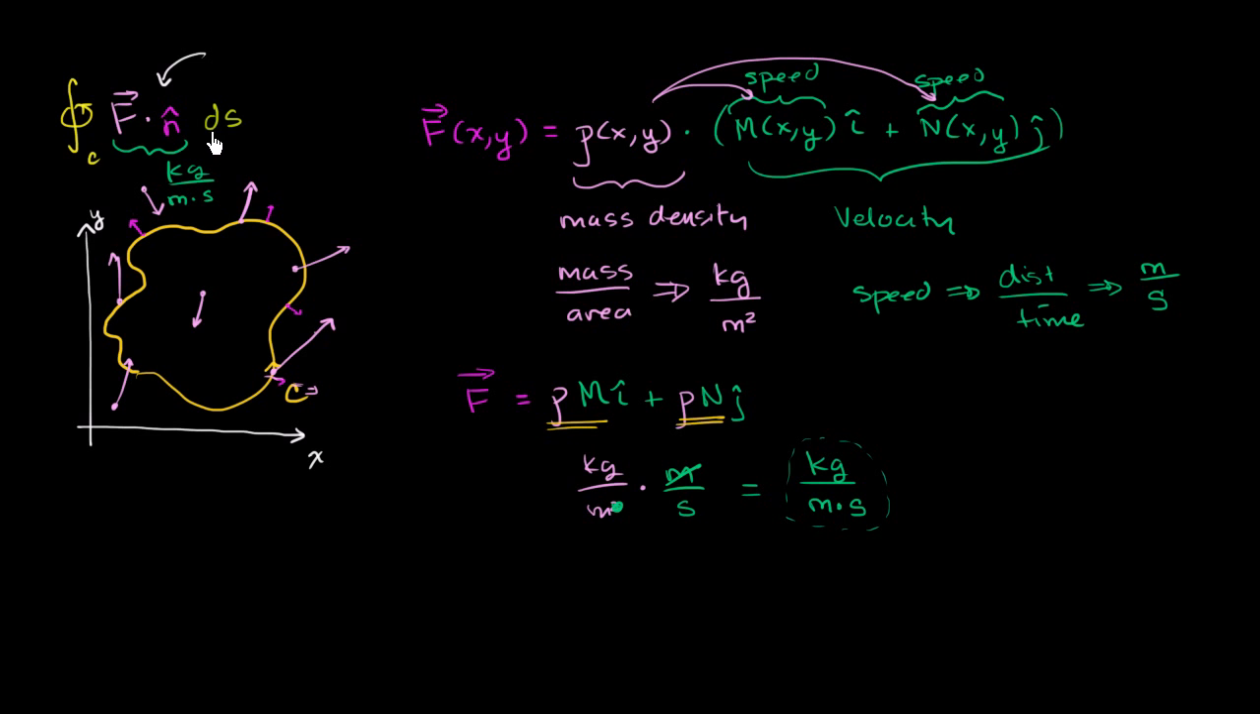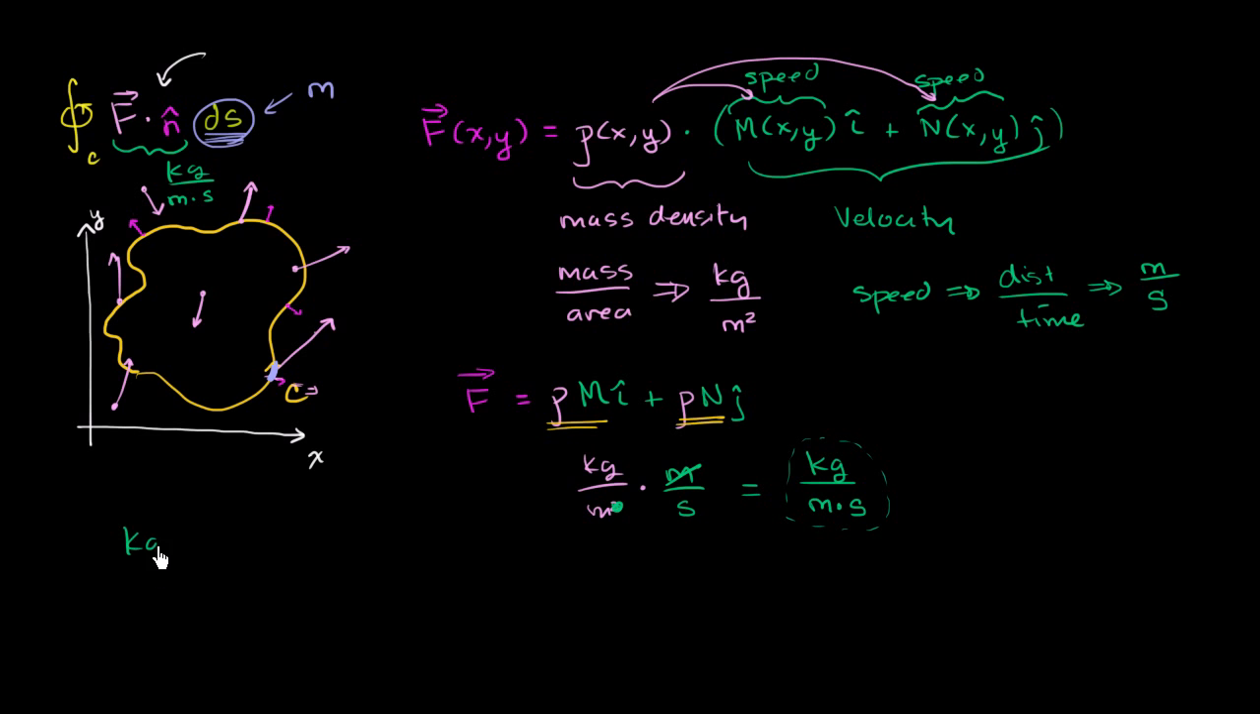And then we're multiplying it times ds. We're multiplying it times this infinitesimally small chunk, or a little segment of the curve. Well, what are the units for ds? It's going to be a unit of length. We'll just go with meters. So this right over here is going to be meters. So this whole integral, you're going to have kilogram per meter second times meters.